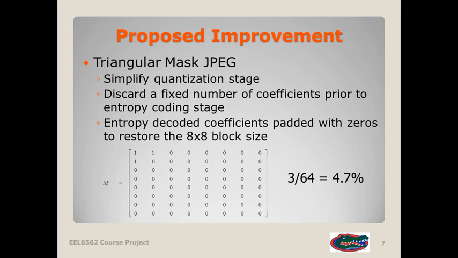Then the entropy decoded coefficients would be padded with zeros to restore the original 8x8 block size. Using the example shown, if we keep 3 of the 64 coefficients, then the resulting image size should be about 4.7% of the original size, at a minimum.